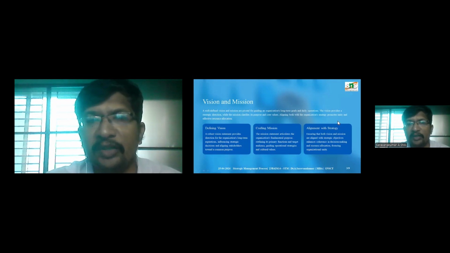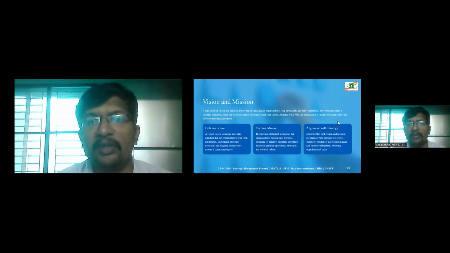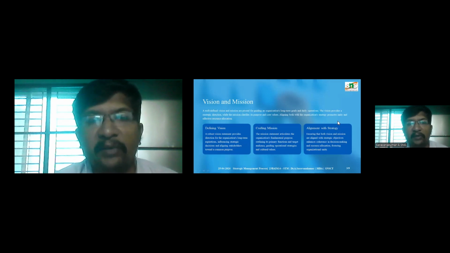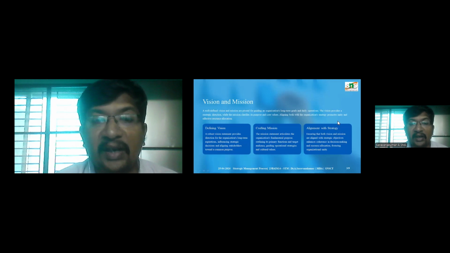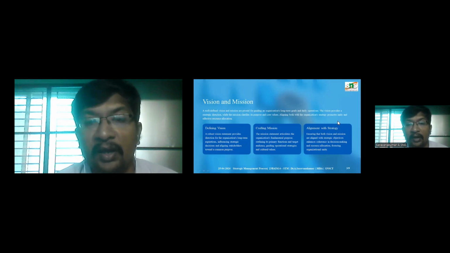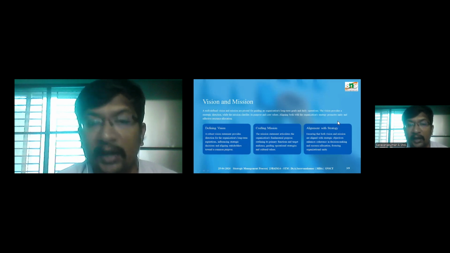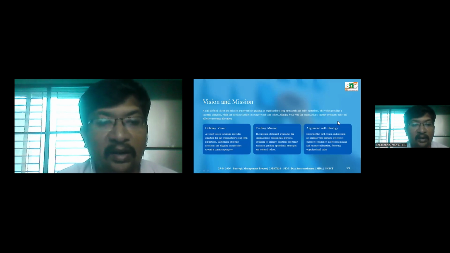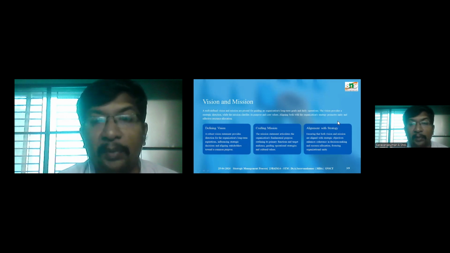Vision is a long-term goal, mission is a short-term goal. A well-defined vision and mission are pivotal for guiding an organization's long-term goals and daily operations. The vision provides a strategic direction, while the mission clarifies its purpose and core values. Aligning both with the organization's strategy promotes unity and effective resource allocation. Defining vision: a robust vision statement provides direction for the organization's long-term aspirations, influencing strategic decisions and aligning stakeholders toward a common purpose.